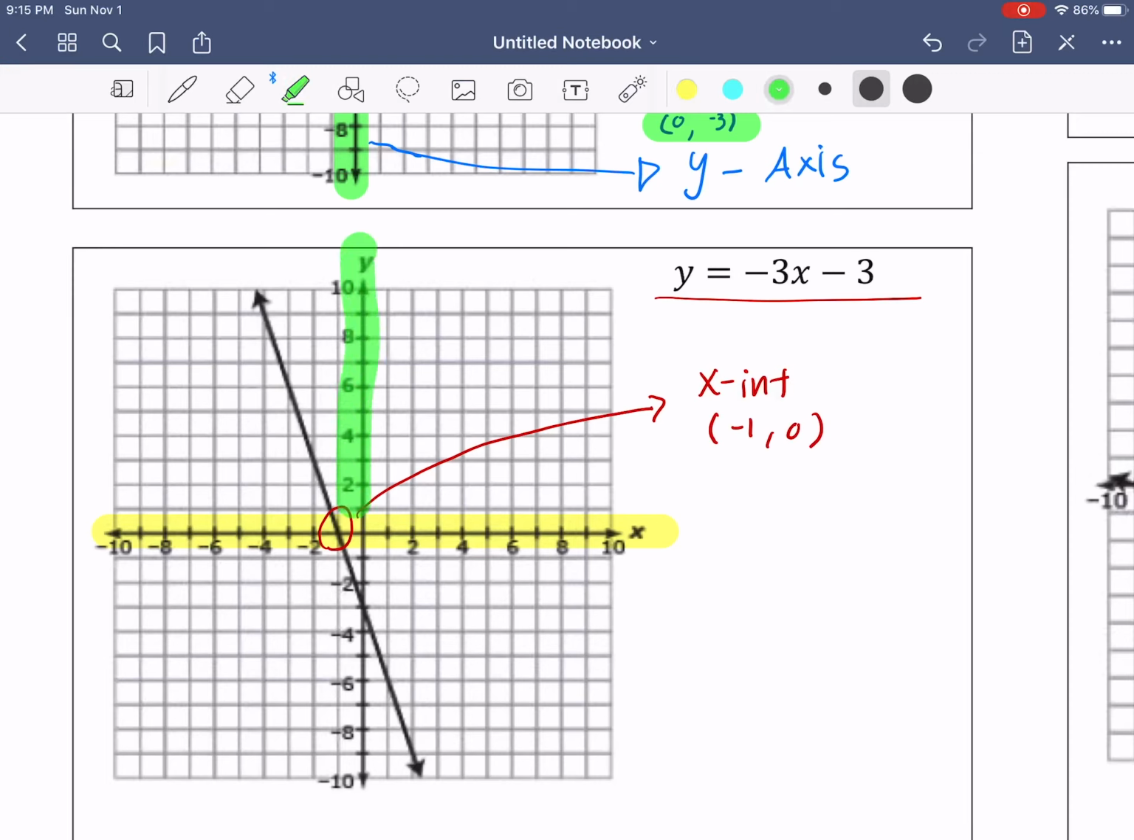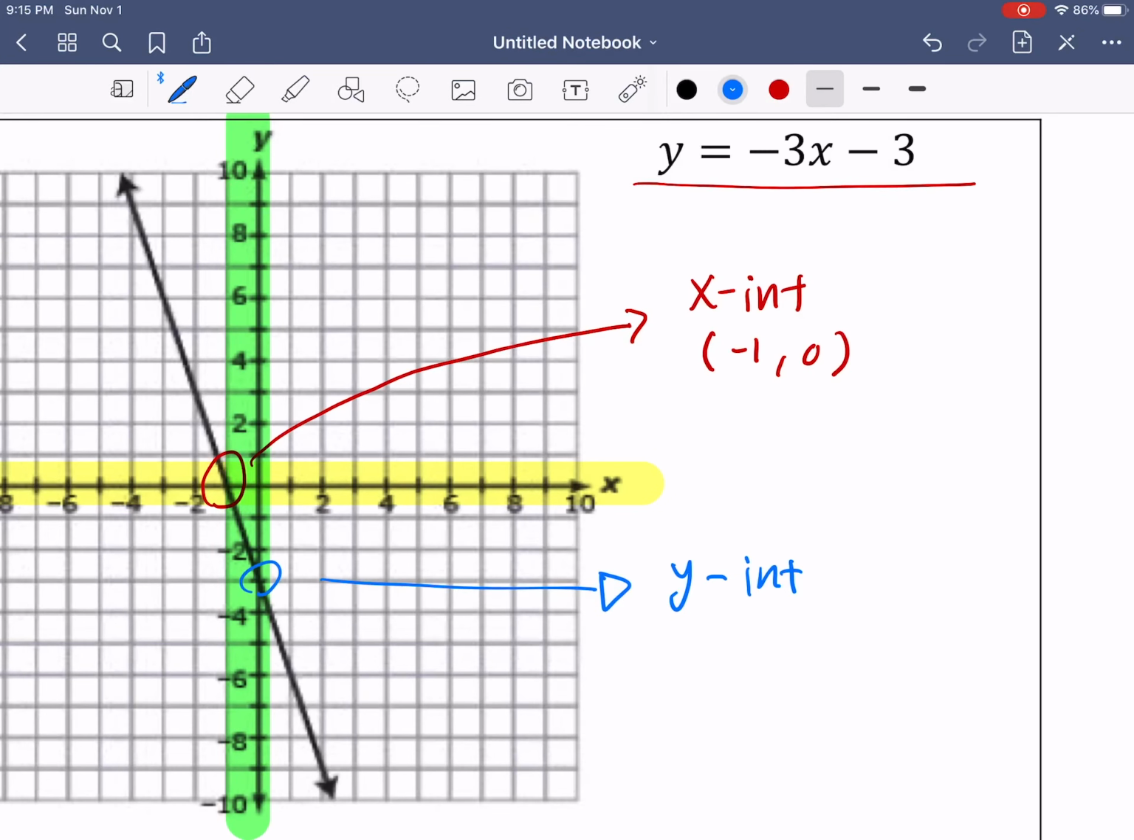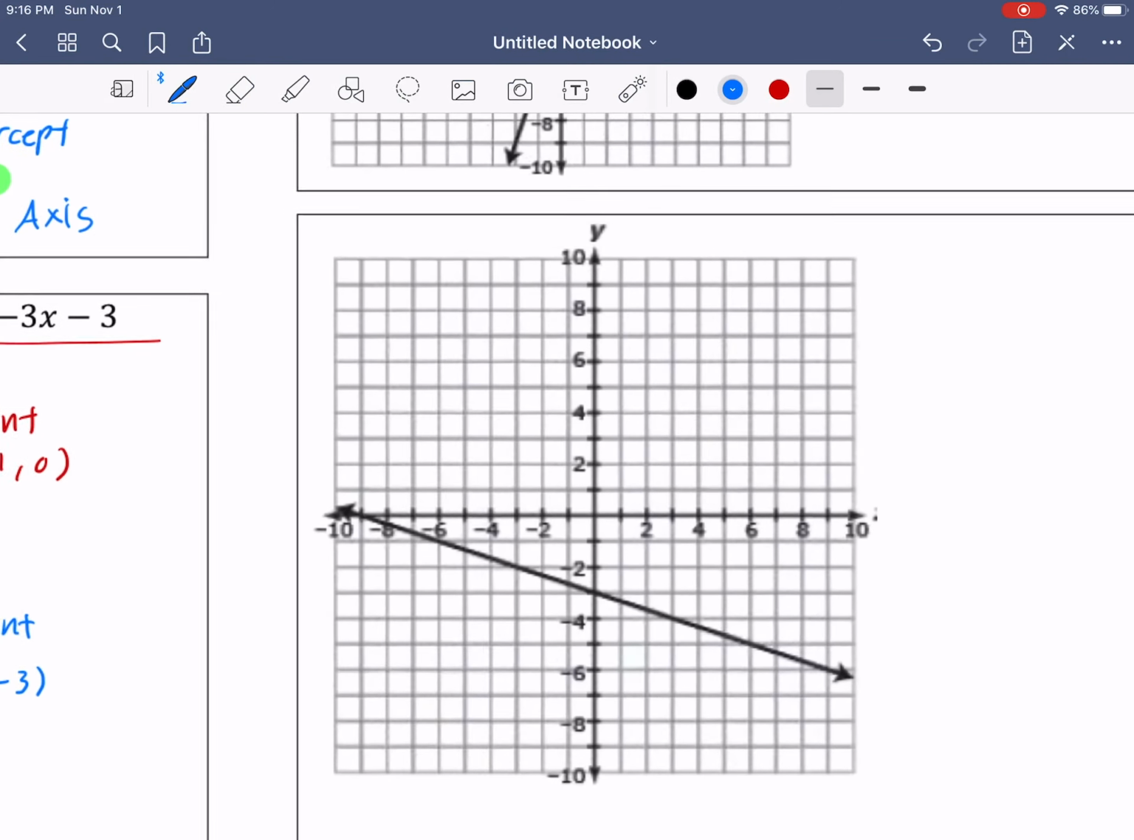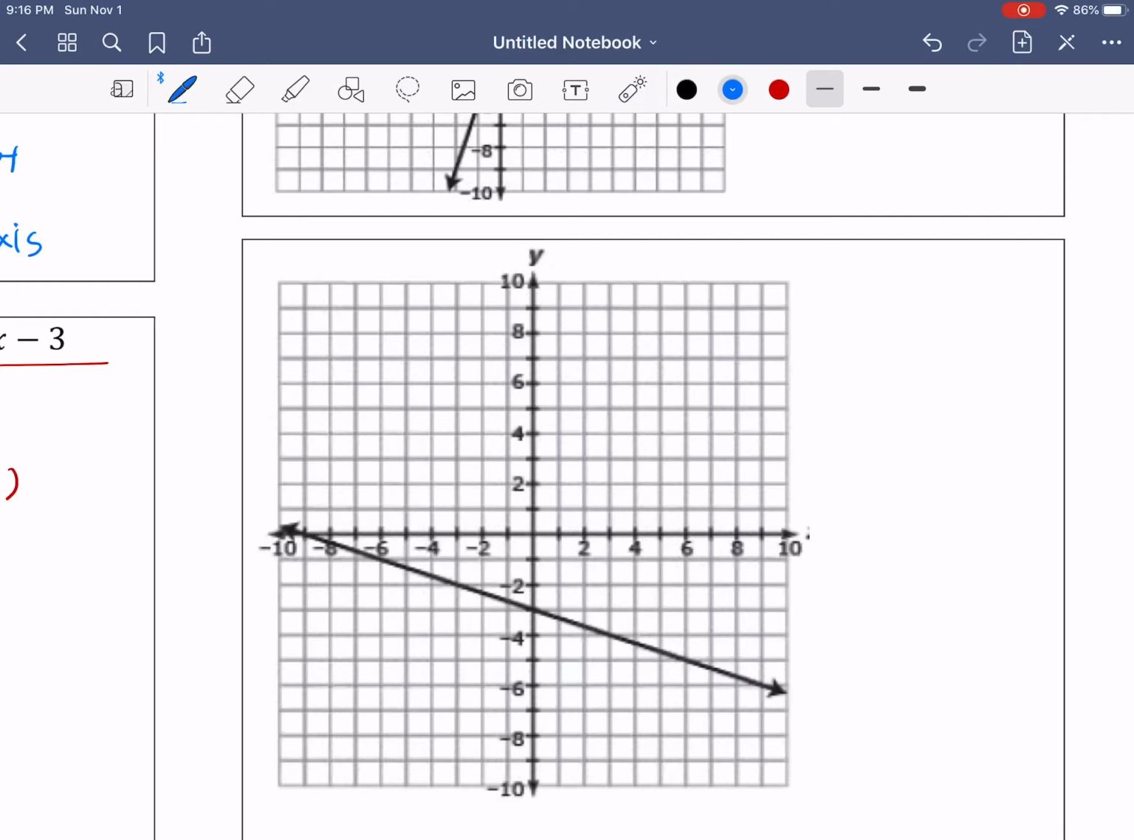What about the y-intercept? If you look at it, it's simple. It's right here. Don't forget to write y-intercept like that. I don't mind if you write just y-int. That's fine. This one is not -3, 0. This one is 0, -3. Okay? Now, pause the video. Try this question by yourself.